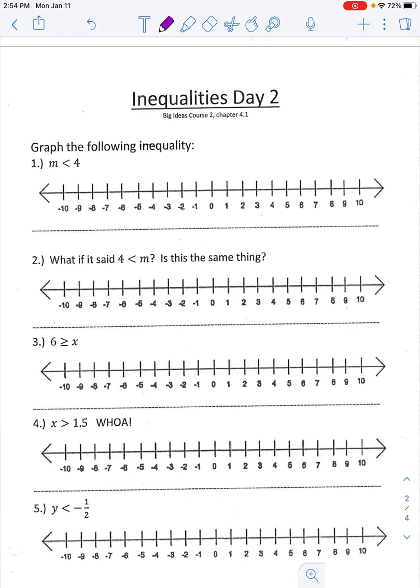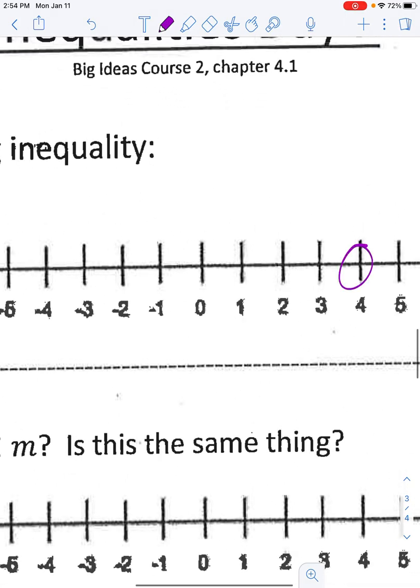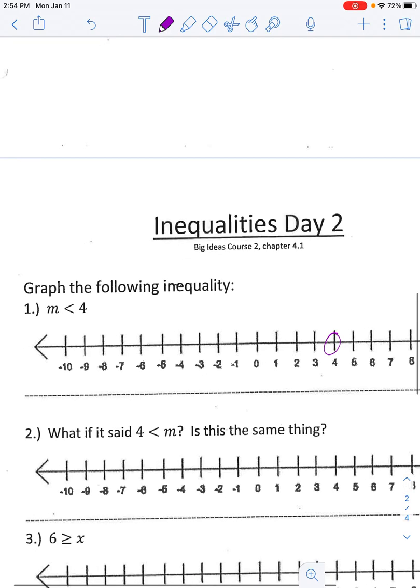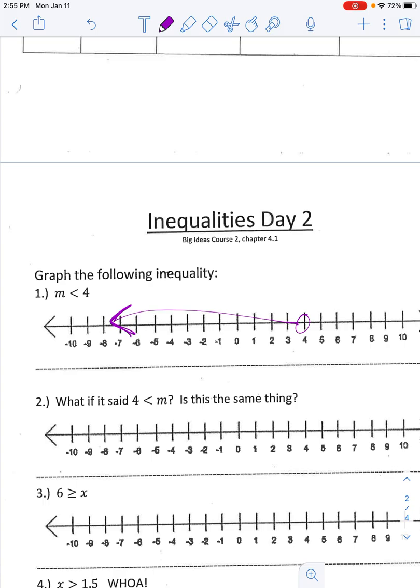Okay, moving on to the second page. This is just practicing graphing some inequalities. So the first one would be M is less than 4. Obviously find 4 on the number line. We're going to put a circle. And M is everything less than 4. So my arrow is going this way, to the left. And it's going to be an open circle because M cannot be 4. It's all numbers less than 4.